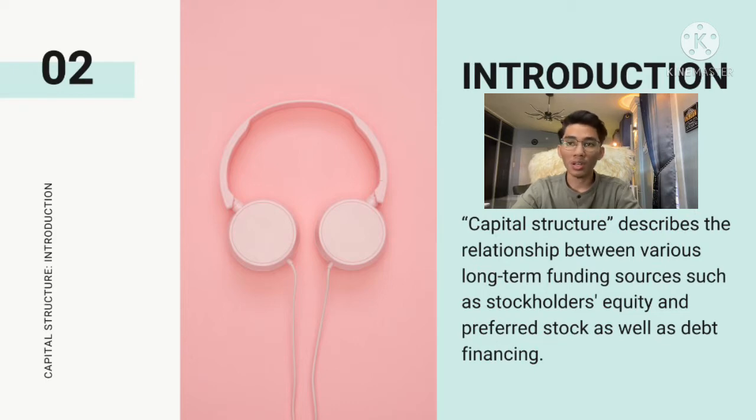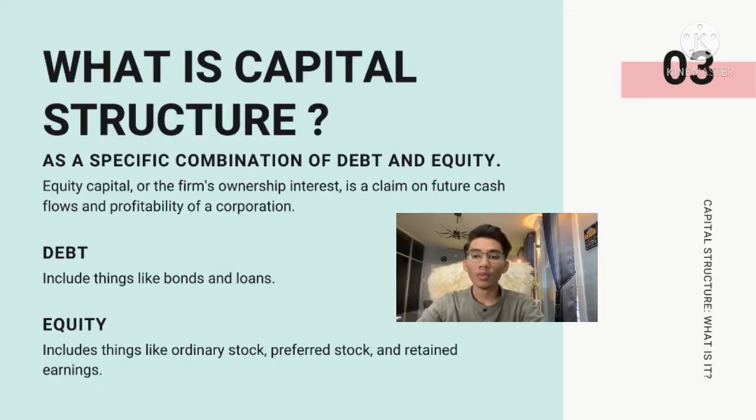It's a combination of long-term assets such as stock, cash reserves, and surpluses, as well as long-term loans from outside the company. You guys might be wondering, what is capital structure? Capital structure is one important part of a company's finances. It is a specific combination of debt and equity.